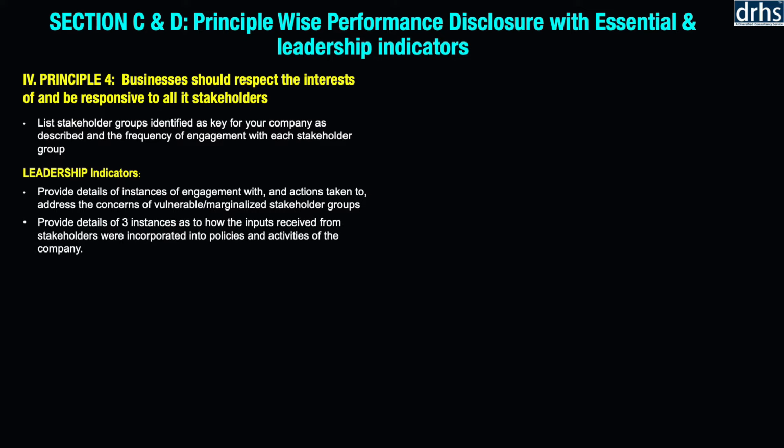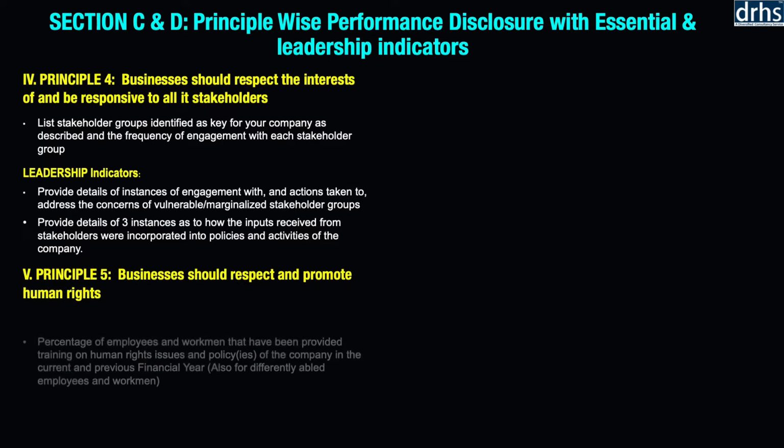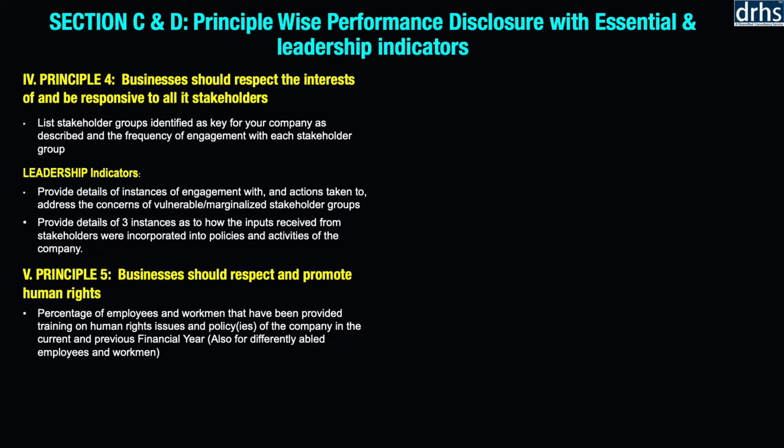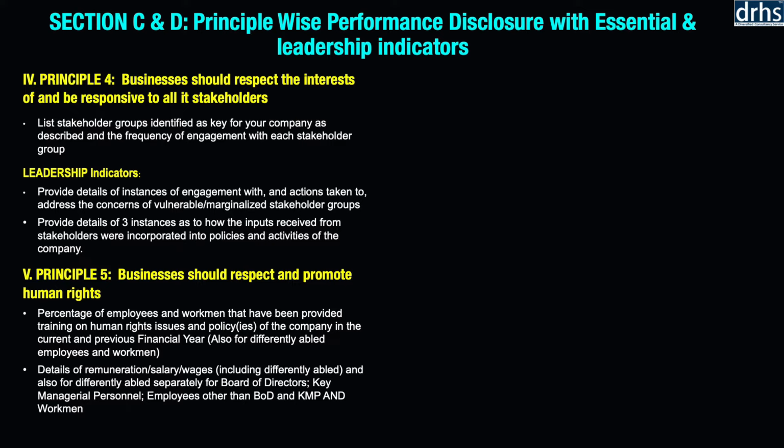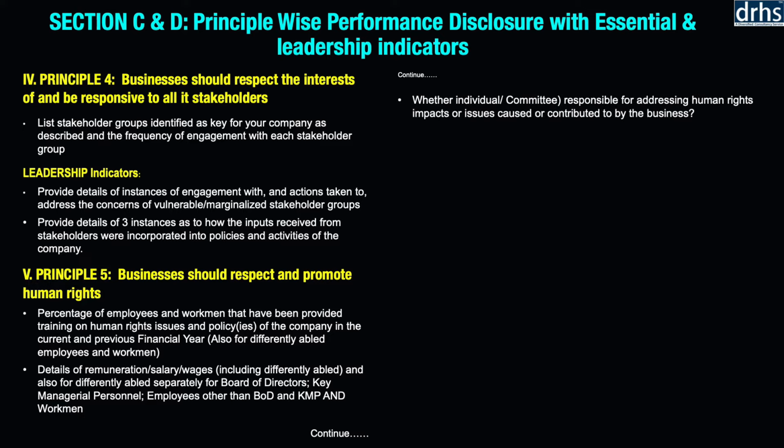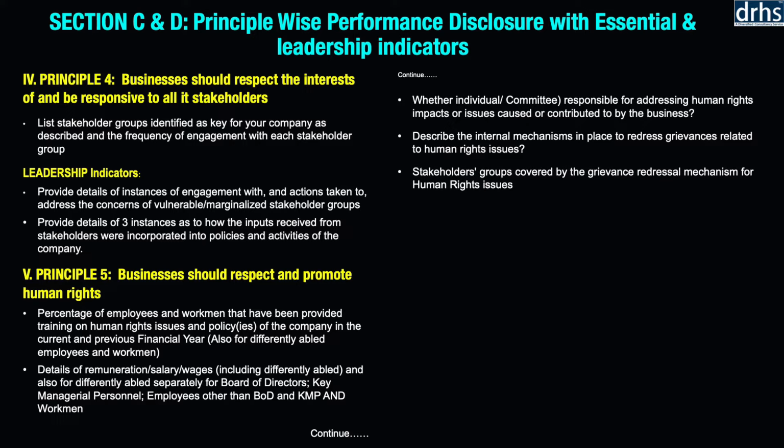The next principle is Principle 5, which gives much impetus to promote and respect human rights in business. It seeks information on the proportion of employees provided training on human rights issues and policies, and explores their impact. Information pertaining to remuneration, salaries and wages for all cadres of employees, including the board of directors, information on internal mechanisms for redressal of grievances related to human rights issues, and also include stakeholder groups, status of human rights complaints, and cross-check that the human rights requirements form part of your business agreements and contracts.